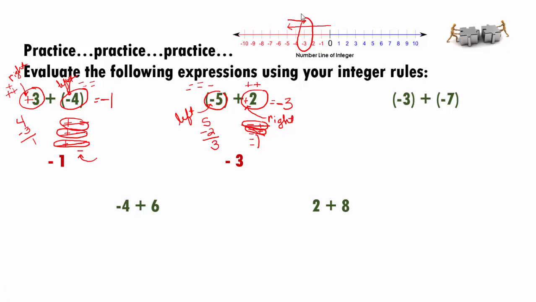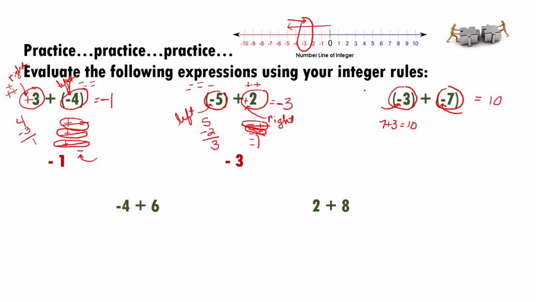It's up to you. So the next one, I always start my integer rules by circling the sign that goes with the number. And it's the sign right in front of the number. Are those signs the same or are those signs different? Signs are the same, I find the sum. So I do 7 plus 3 is 10.